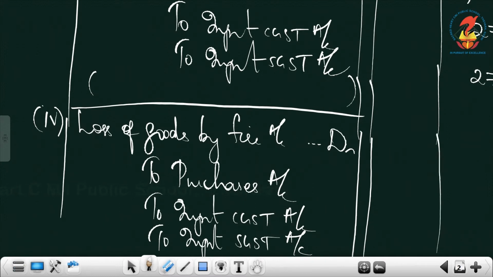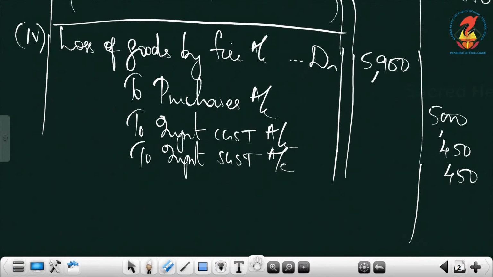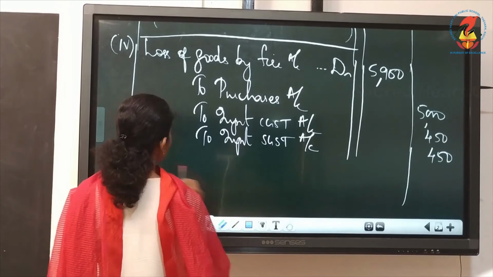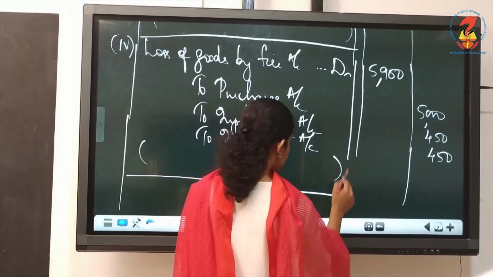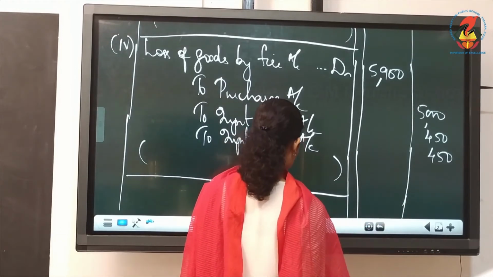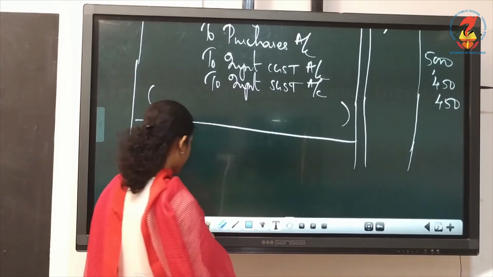What was the value of goods? 5,000. So 5,000 into 9%. So on the debit side you can write 5,900. Then the narration you can write as goods lost by fire and GST reversed. It's the same thing; the transaction itself you can write as narration. There is no problem for that.